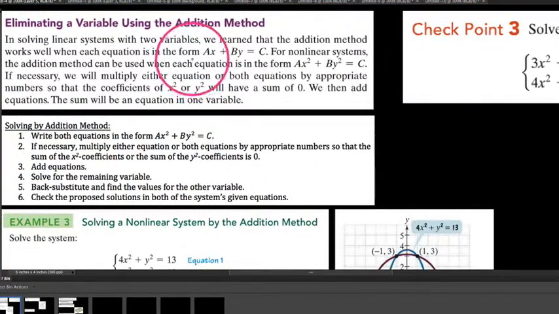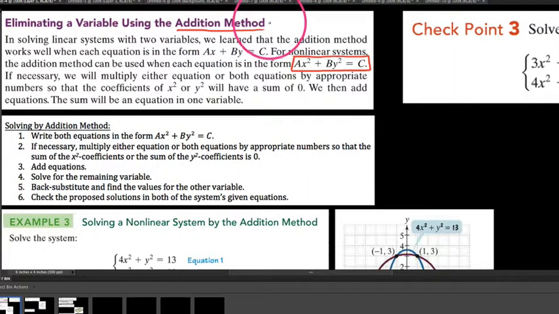Okay, YouTube, in this video we're going to continue our exploration of solving systems of nonlinear equations, but we're going to look at a unique situation in which our equation happens to be nonlinear, but also of the form ax squared plus by squared equals some constant c on both of our equations. If both of our equations are of this form, then we can use not just the substitution method if we want, but we could use the addition method.